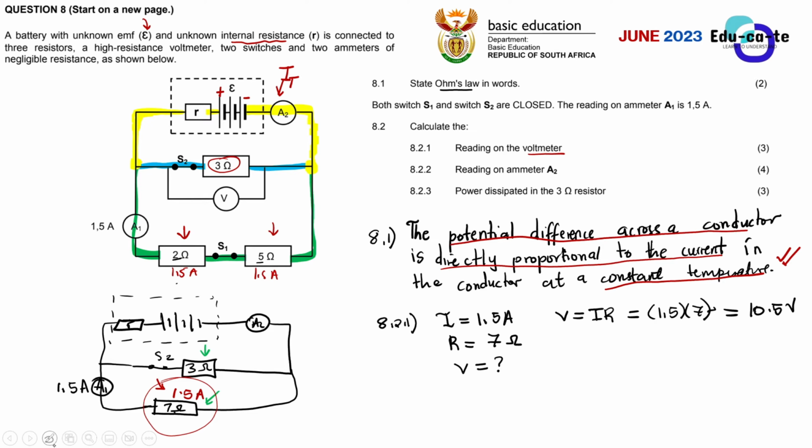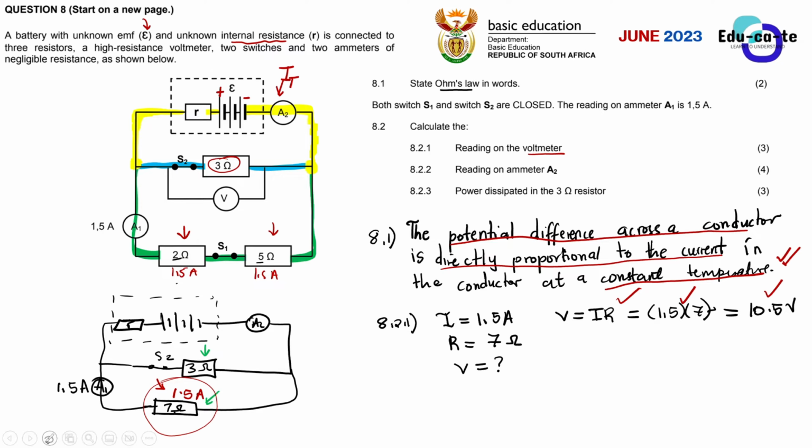The fact that we have 10.5 volts through the 7 ohms resistor means it will be equal to the one in the 3 ohms resistor, since these two are parallel. So basically that is the reading on voltmeter V, because remember that voltmeter V is measuring the voltage across the 3 ohms resistor, and it will be equal to the one across this 7 ohms combination. So we have got our answer there, and that's going to give you 3 marks for the formula, substitution, and answer.